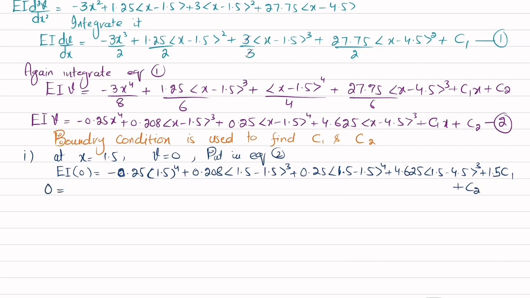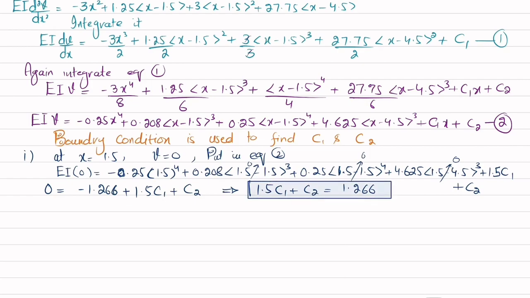So from here, the first term will be minus 1.266, and the next terms will be 0, because 1.5 minus 4.5 is minus 3, and anything that is negative inside the Macaulay bracket will be 0. So this will be plus 1.5 C1 plus C2. So from here, you will get the equation 1.5 C1 plus C2 is equal to 1.266. Let this be your equation number 3.